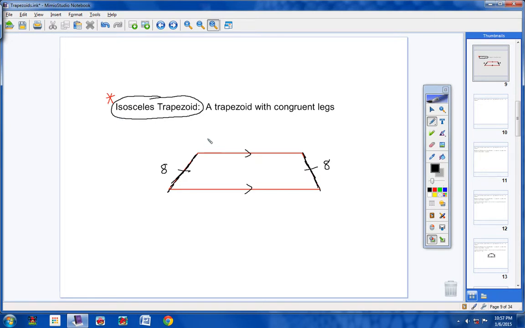I'm going to pause while you get caught up, and then we'll continue on. You need to know this. Isosceles trapezoid. You need to know this.